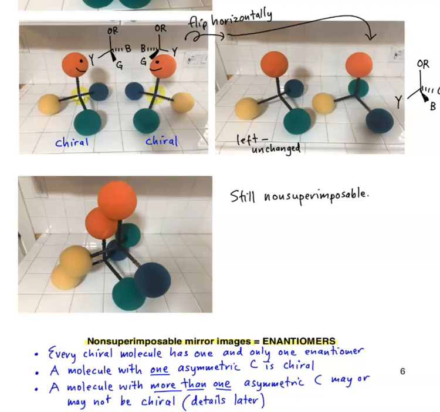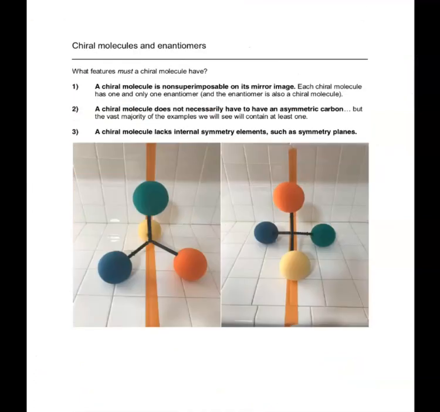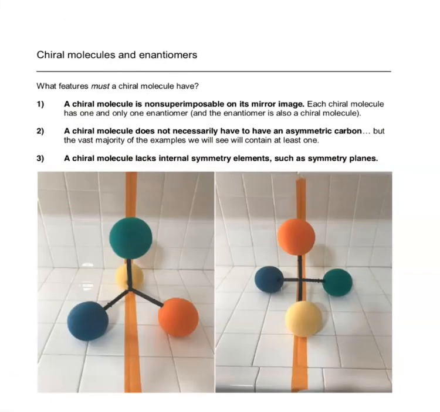Okay, so we know some things about the properties of chiral molecules. Now let's compare that to achiral molecules. First of all, let's think about, what does a chiral molecule have to have? What features must it have? Well, first of all, it has to be non-superimposable on its mirror image. So we saw that. And we also saw that every chiral molecule has one and only one enantiomer. So enantiomers come in pairs. You can't have a set of 3 enantiomers. And remember, the enantiomer itself is also a chiral molecule.